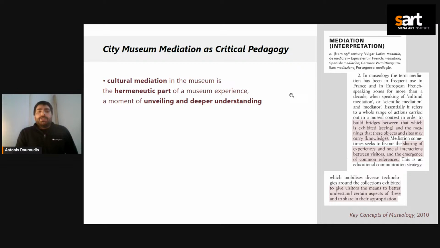Cultural mediation is what often, also in the English-speaking world, we call interpretation, but it's not exactly the same, in the sense that mediation tries to build a bridge between the people and the meaning that what they come in contact with may have, by giving them, in how I see it, the power to do the interpretation. And for me, that is one of the most important moments in a museum visit and a museum experience.